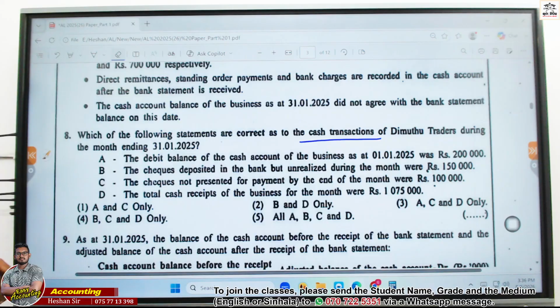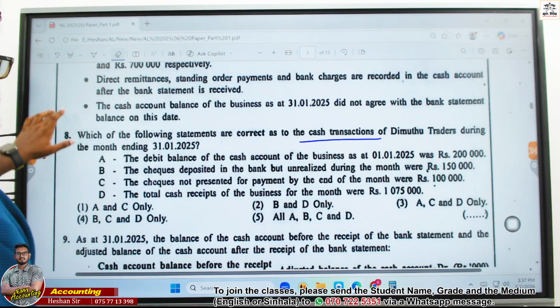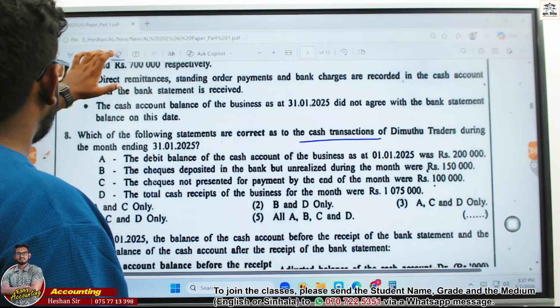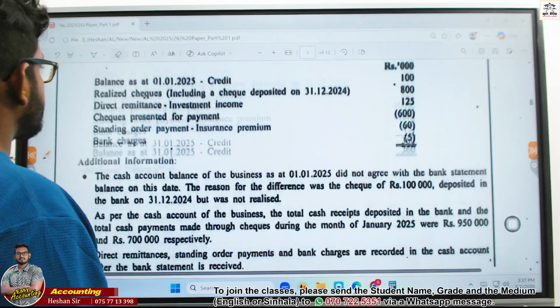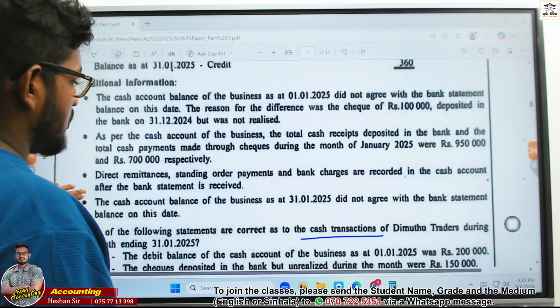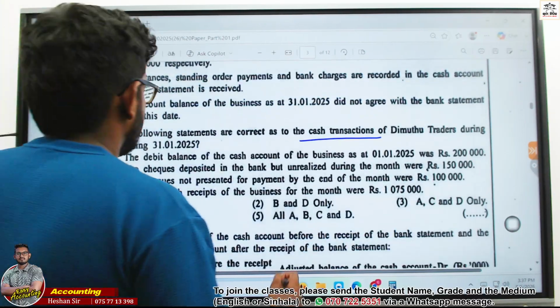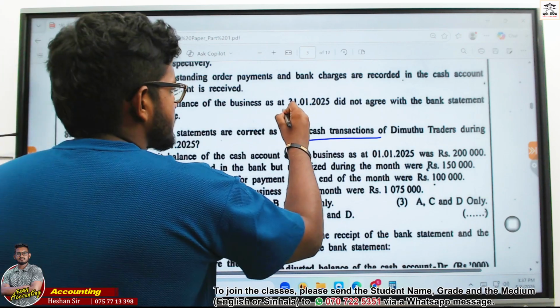අපි බලමු පළවෙනි එක හරිද වැරදිද. First one they are asking the opening date cash account balance January 1st. Right? Now you can see bank statement එකේ opening balance එක you can see 100,000, right? That is 100,000. bank statement එකේ opening balance එක 100,000.